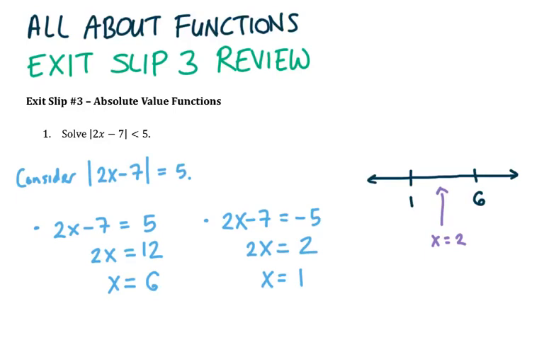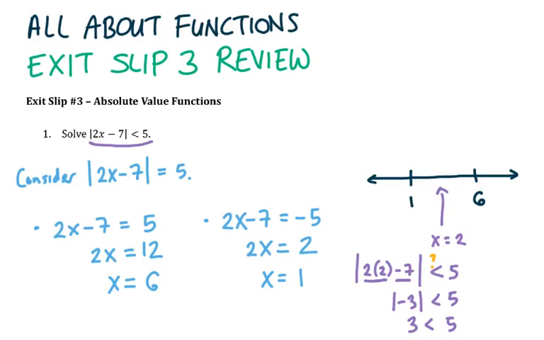So if I test 2 in the original inequality, that would mean the absolute value of 2 times 2 minus 7. And we're asking ourselves, is it true or false that that's less than 5? So to test x equals 2 means to plug 2 in for the value of x in the original inequality. So I'm going to keep working this out. 2 times 2 is 4. 4 minus 7 is negative 3. And the absolute value of negative 3 is 3. So is 3 less than 5?